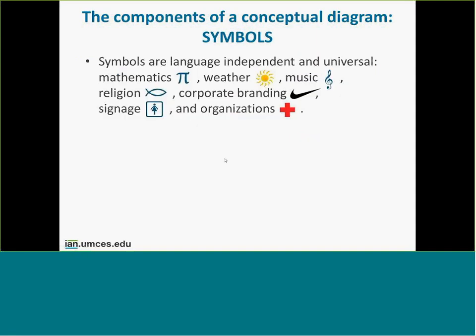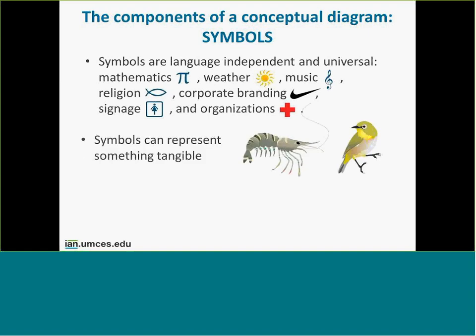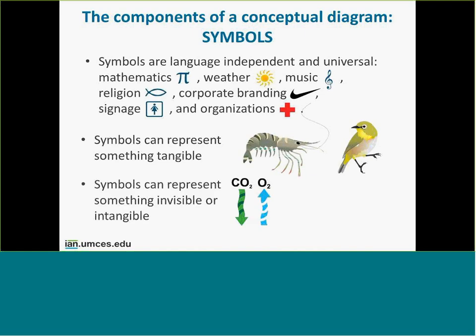Onto that base, you're going to use symbols, and symbols are language independent and universal, which means that you can take these around the world and people can really understand that the pi symbol is a mathematical symbol, and that a sunny sky is going to be showing some type of weather. So these symbols are very universal, very useful in other countries. We also have symbols that represent something tangible. So we have tons of animals and plants and everything that you could possibly want there, and we're always making new symbols for new areas of the world.